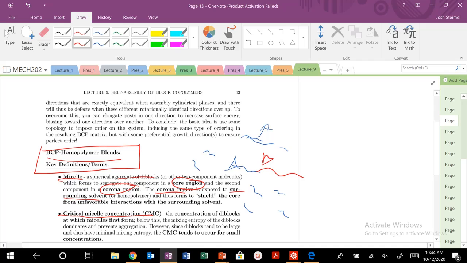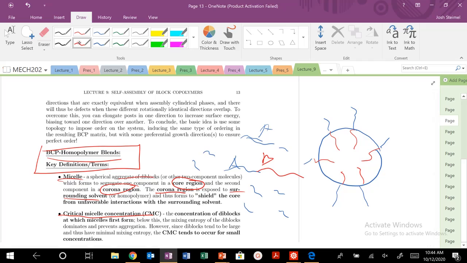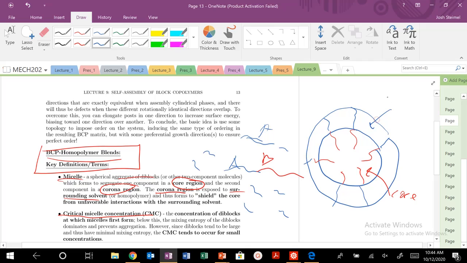So if we were to self-assemble here, it's called corona and core because it looks almost like an eyeball. So this is going to be inside of here. This is my core. And then I'm going to have another region here. This is going to be my corona. And then my solvent is going to be just around here.